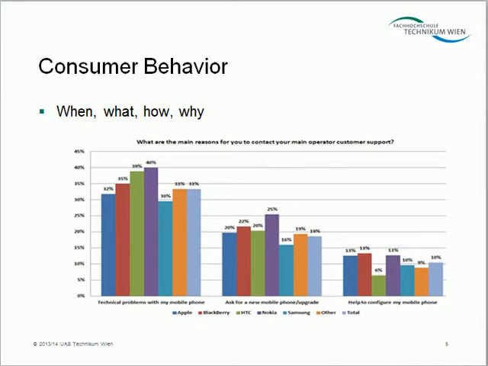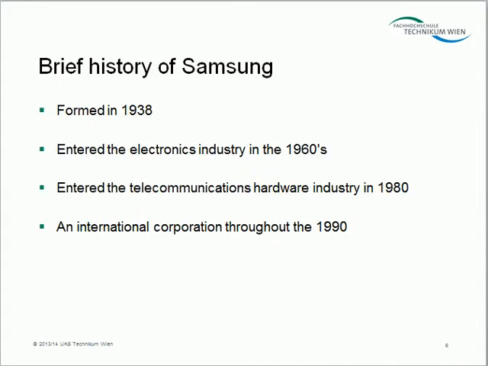Okay. Now, a brief history of Samsung. Samsung was formed in 1938 by Lee Byung-chul and entered the electronics industry in the 1960s with the formation of several electronics-focused divisions. And in 1980, Samsung entered the telecommunication hardware industry with the purchase of Hankook Jeonja Tongsin.